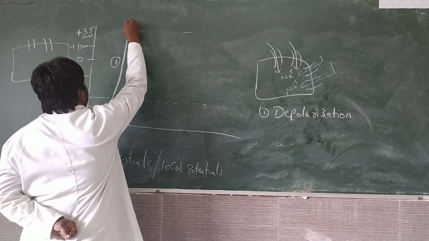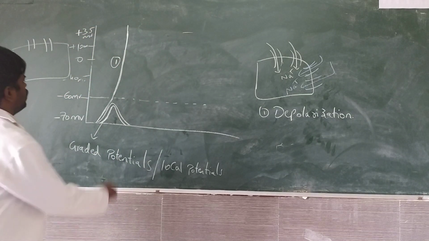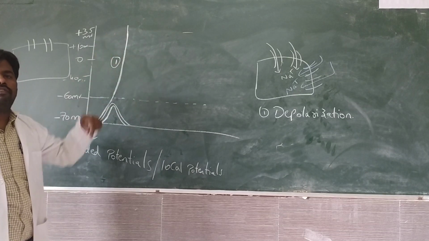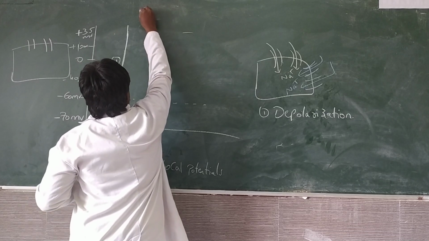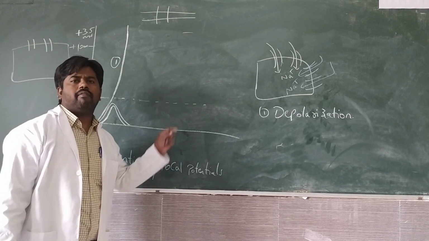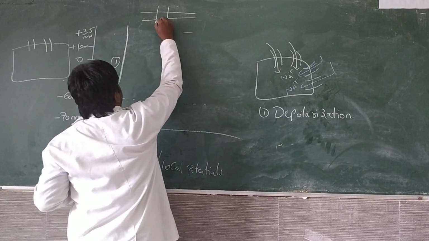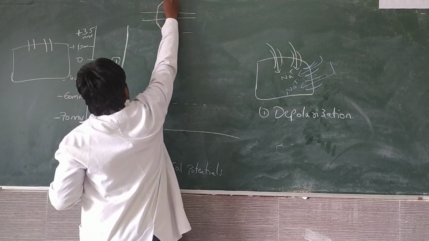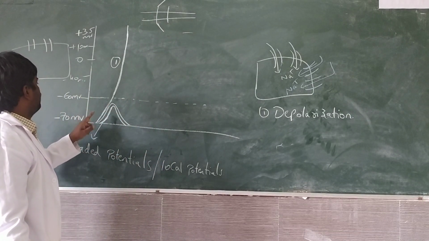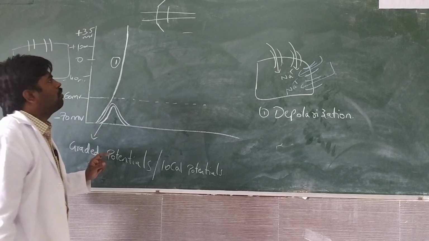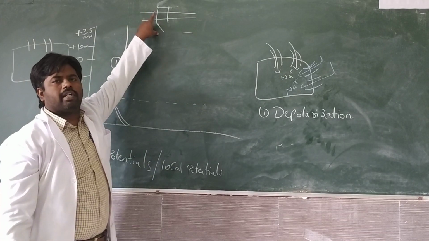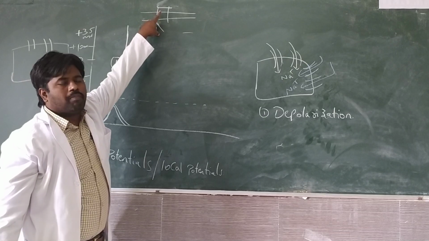When it reaches plus 35 millivolts, during this phase, from the threshold level to the peak, the equilibrium potential of plus 35 millivolts, see exactly what happens. If this is the cell membrane, the sodium channels have two gates: an inactive gate and an active gate. Before it reaches minus 60 millivolts, the voltage gated sodium channels remain closed.